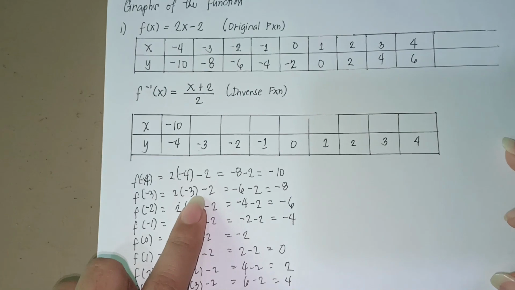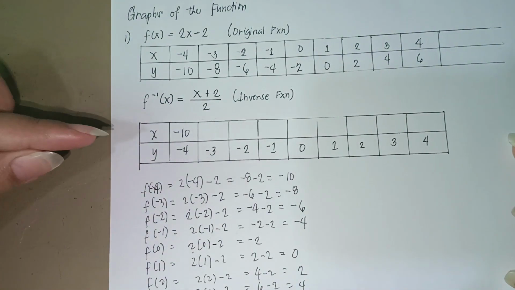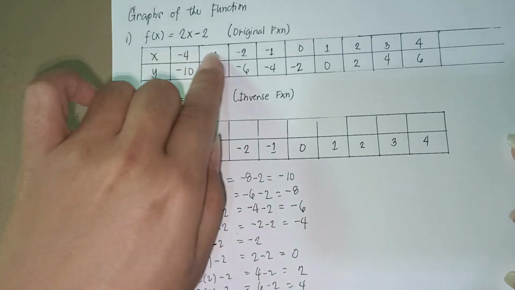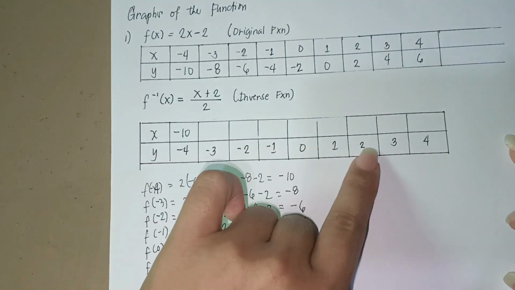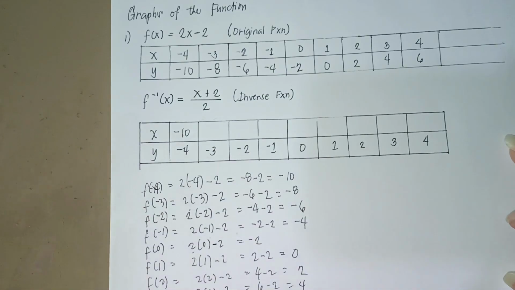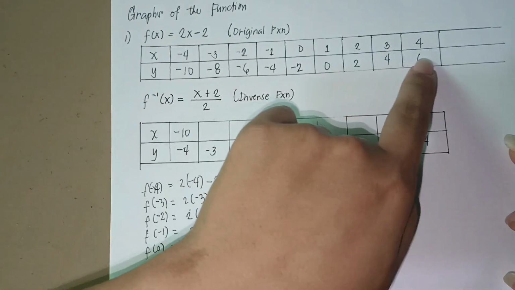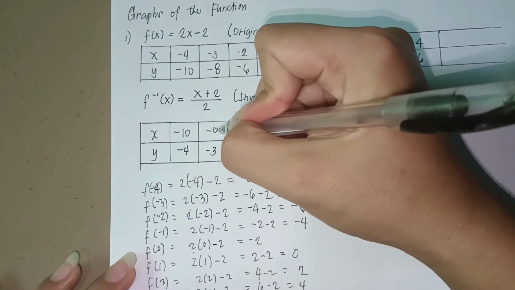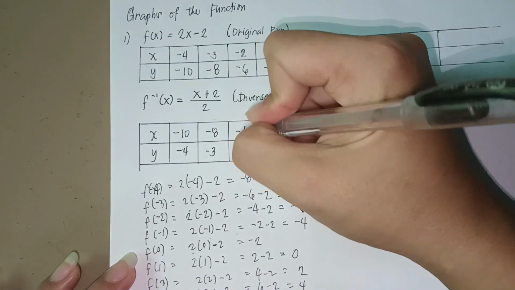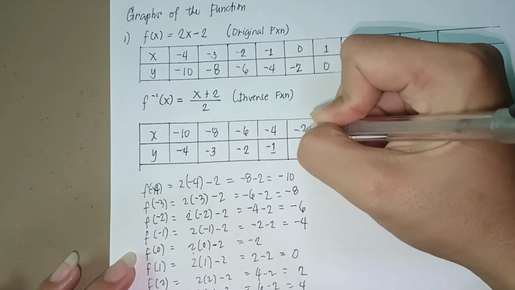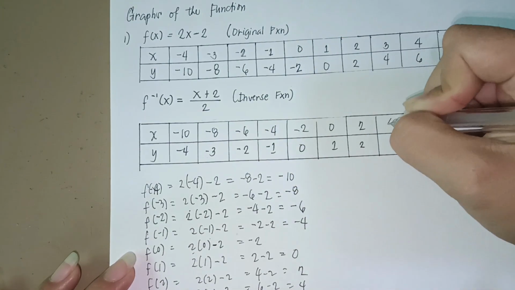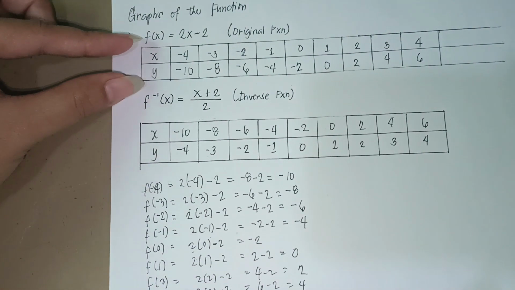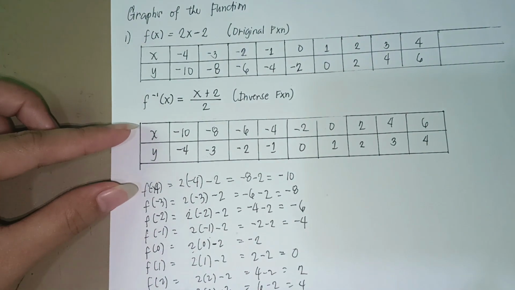Ganyan lang kadali ang pagsusulat. Baliktad din yung positioning ng values ng x at ng values ng y. So, lahat ng x dito ay naging values of y sa inverse of a function, therefore, lahat ng values ng y dito magiging values ng x sa kanyang inverse function. Kokopyahin lang natin: negative 8, negative 6, negative 4, negative 2, 0, 2, 4, 6. Third is, meron na tayong table of values for the original function at sa inverse function.